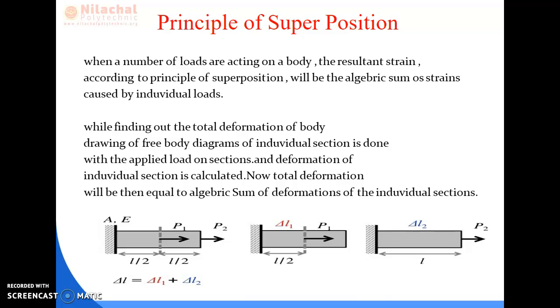So what do we learn from the principle of superposition? From the principle of superposition, we calculate the total deformation of the bar, and that is the algebraic sum of the deformations or changes in length of the individual sections to which the individual loads are applied. Thanks.